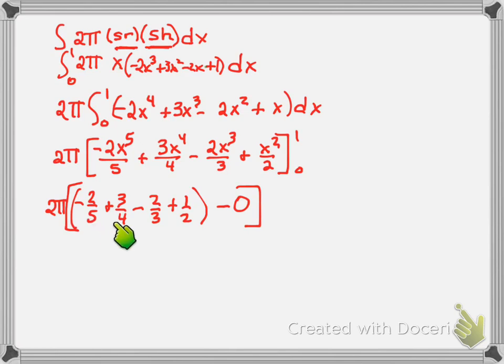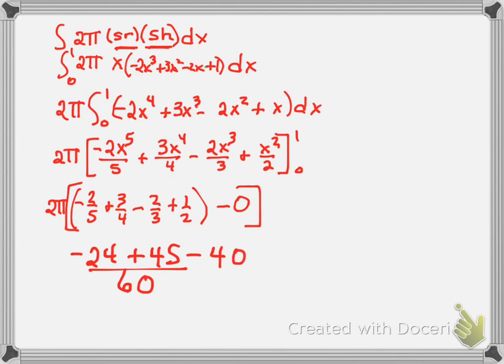Which 5 and 4 would be 20, but 3 will not go into that. So 20, 40, 60 would probably be the next one that they would all go into. So if we have a common denominator of 60, that means I'm going to multiply the first one times a 12. So that's 24. 4 times 15, so 3 times 15 is 45. 3 times 20, so 2 times 20 is 40, and then a 30. Hopefully I haven't messed up the math there anywhere.